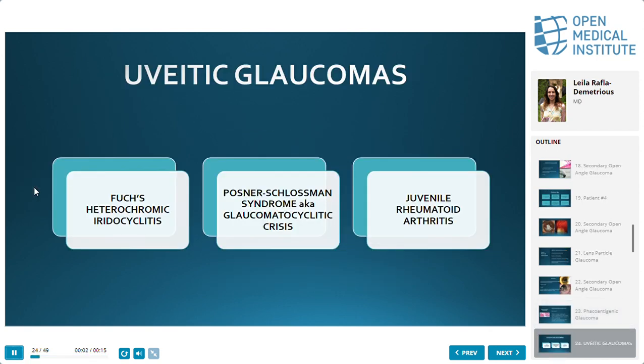So let's turn now to the uveitic glaucomas. These include Fuchs' heterochromic iridocyclitis, Posner-Schlossman syndrome, or glaucomatocyclitic crisis, and JRA, or juvenile rheumatoid arthritis.